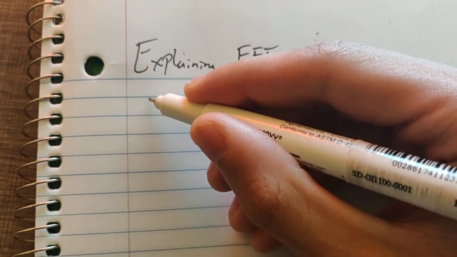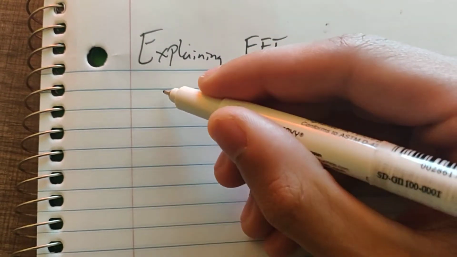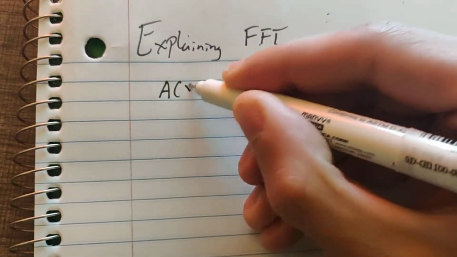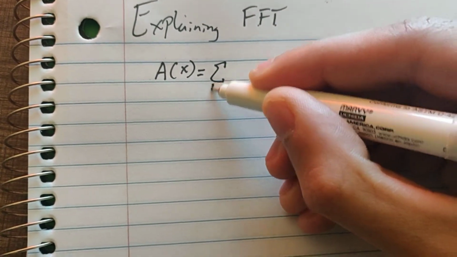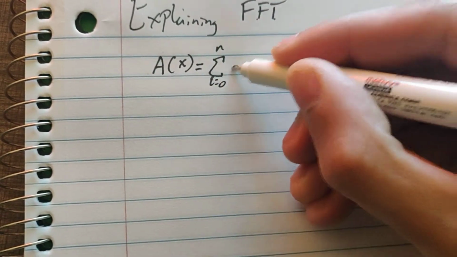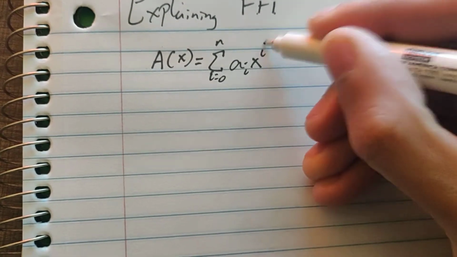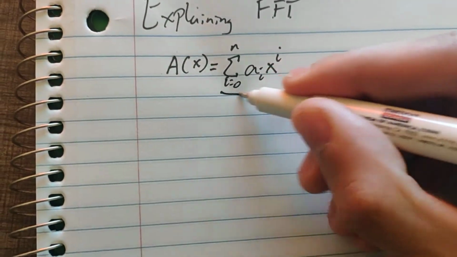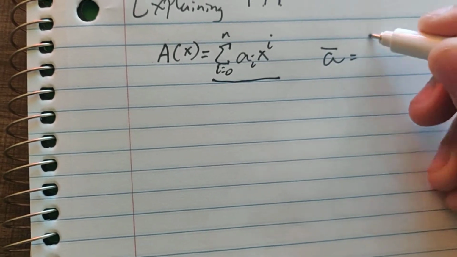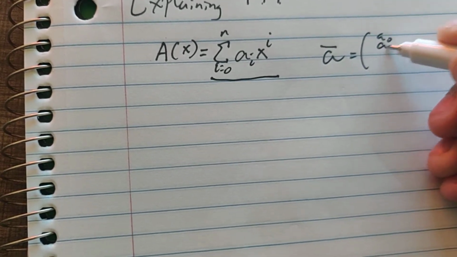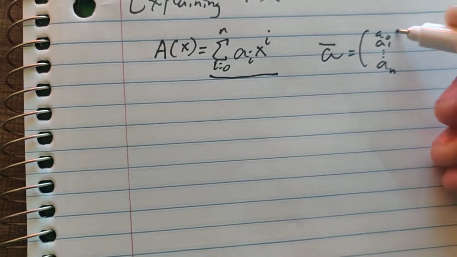Your traditional polynomial is given in the coefficient representation. So that would be A(x) equals the summation from i equals 0 to n of a_i x^i. You can store and represent this as just a vector a, which is all the different coefficients, which is how it gets its name.